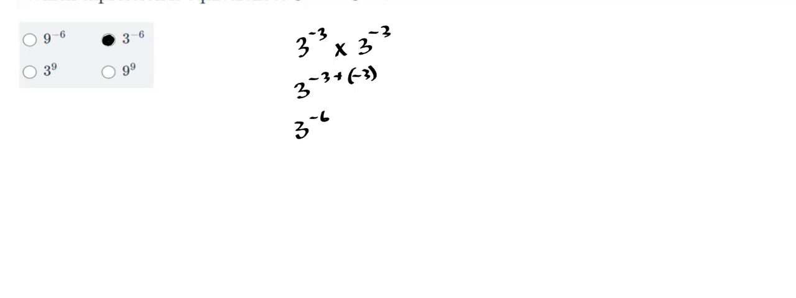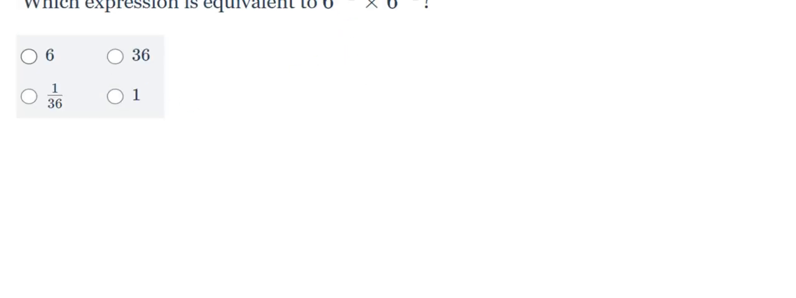And let's move on. 6 to the power of negative 1 times 6 to the power of negative 1. We begin with the original problem. So I've got 6 to the power of negative 1 multiplied by 6 to the power of negative 1. We have the same base and we're multiplying, so we will add these two exponents together. So 6 to the negative 1, add a negative 1. A negative 1 added to a negative 1 is a negative 2, so I should have 6 to the power of negative 2.